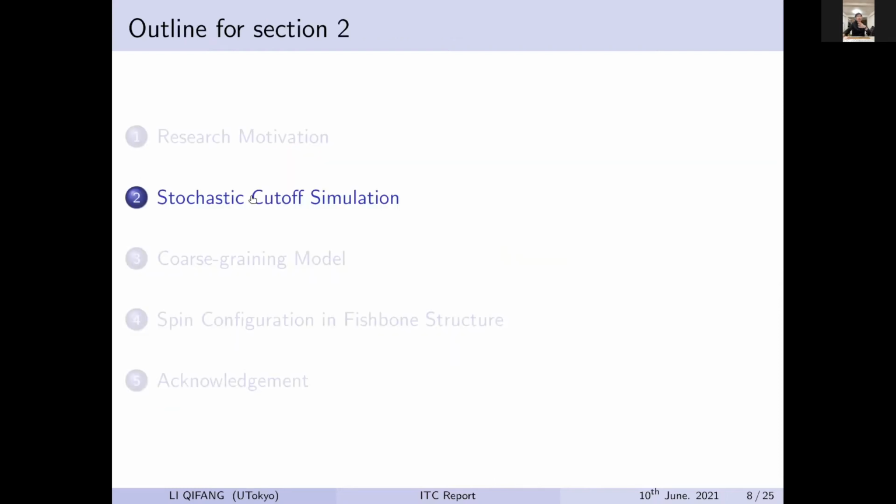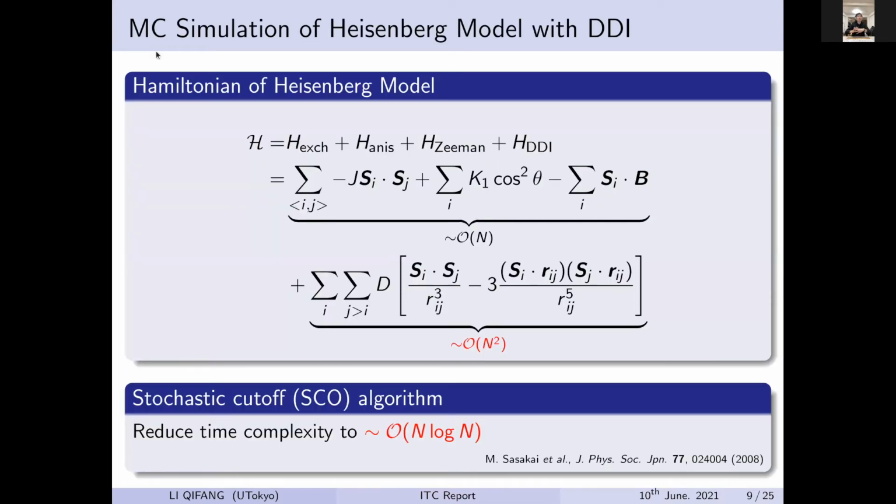And I will introduce the algorithm I'm using in the simulation, named the stochastic cutoff algorithm. Let's first observe the Heisenberg model. The Hamiltonian is composed of 4 terms. The first 3 are exchange interaction, crystalline anisotropy, and Zeeman energy. And their time complexity is of order N. Here, N is the number of independent spins in the system.